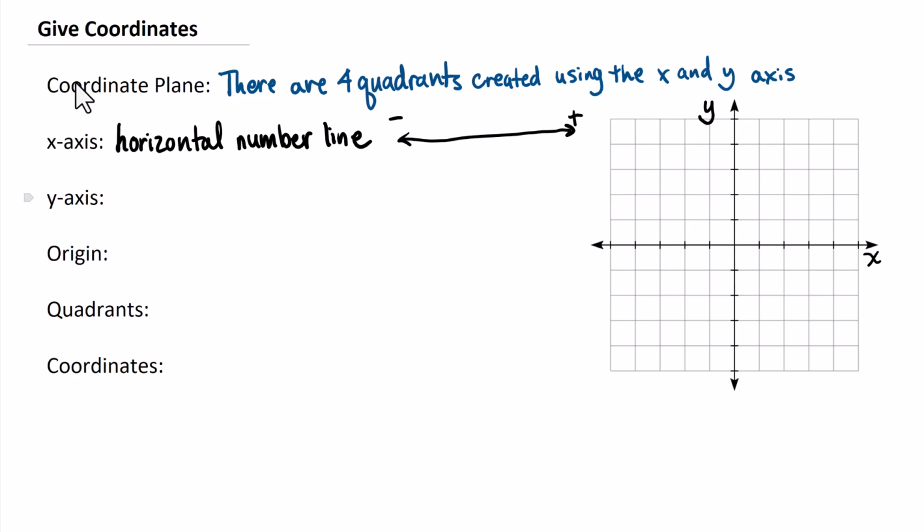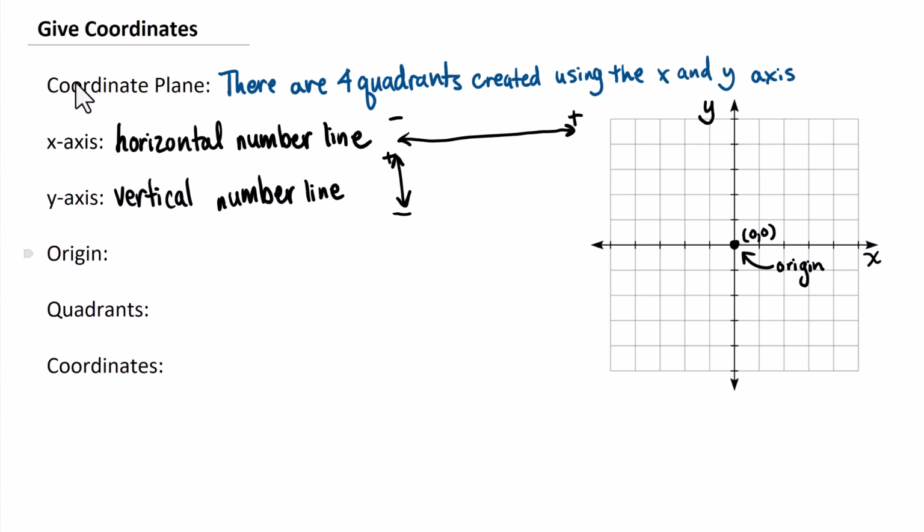With the y-axis, we're talking about a vertical number line. And so down has negative values and up has positive values. The origin is where the values are 0 for both the x and the y axis. So the origin is where the 2 lines intersect. We call this the origin. And it's also at the point 0, 0. 0 in the x direction and 0 in the y direction.